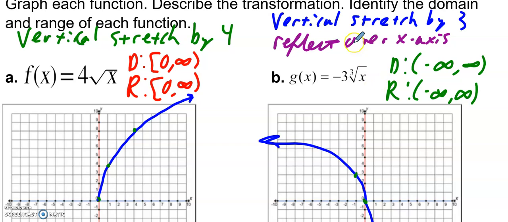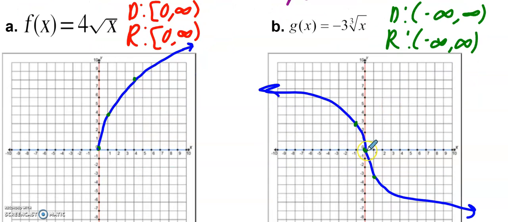For g of x, this is a vertical stretch by 3 and a reflection over the x-axis. Domain and range are not going to change because it's still just a cube root function. But again, to show this, I took the points that are normally at -1, -1, 0, 0, and 1, 1. I reflected them over the x-axis, and I multiplied the y-coordinates by 3. So this is my vertical stretch. Again, you can use your calculator or Desmos to help you with that as well.